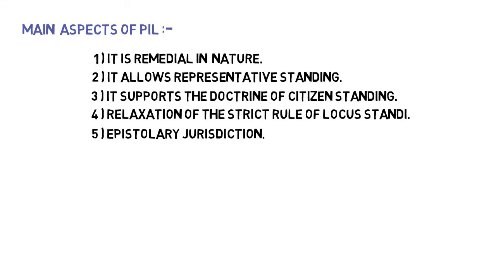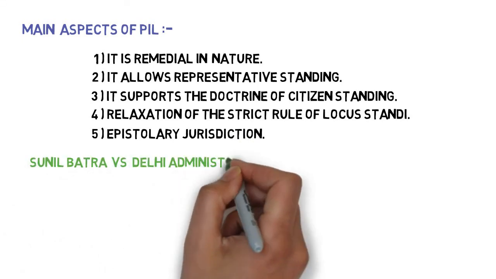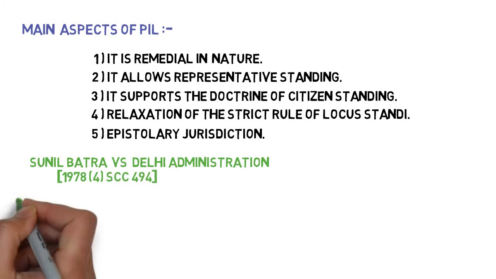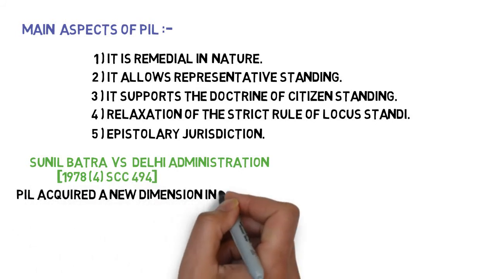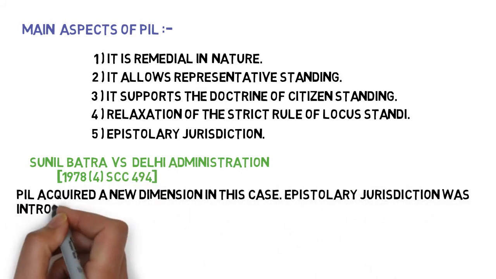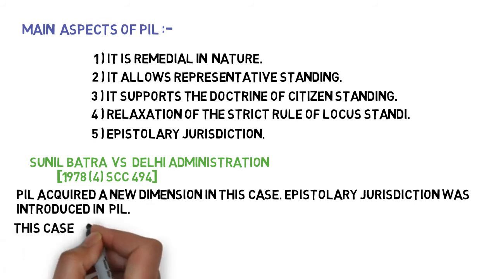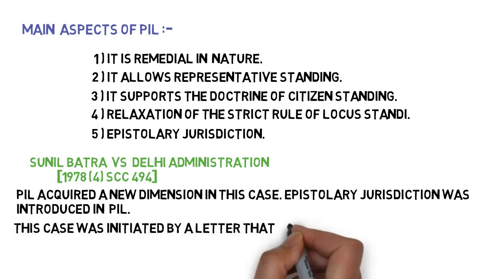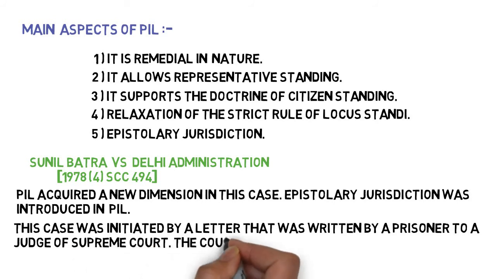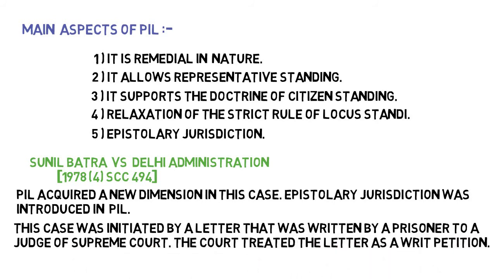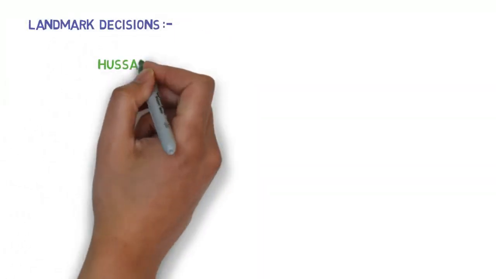Epistolary jurisdiction can be understood by Sunil Batra vs. Delhi administration case. PIL acquired a new dimension in this case, and epistolary jurisdiction was introduced in PIL. This case was initiated by a letter that was written by a prisoner to a judge of Supreme Court. The court treated the letter as a writ petition. Now let's see some landmark decisions on PIL.